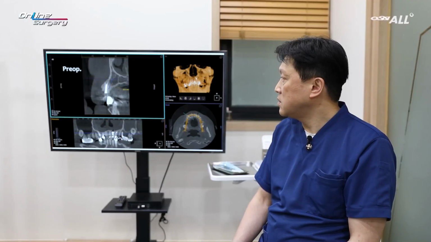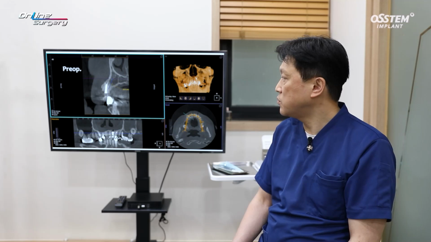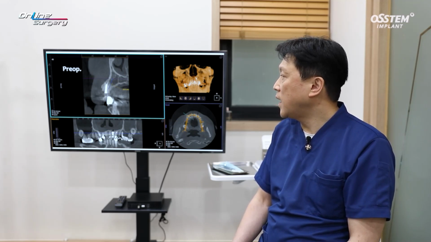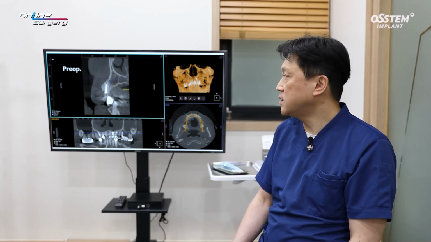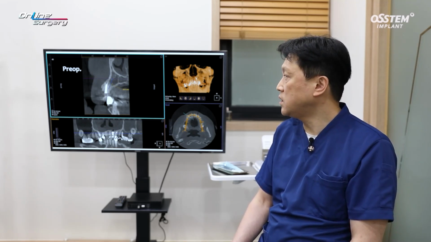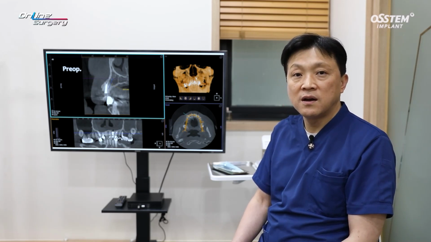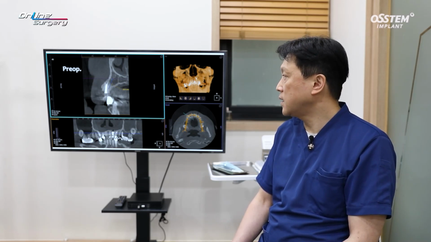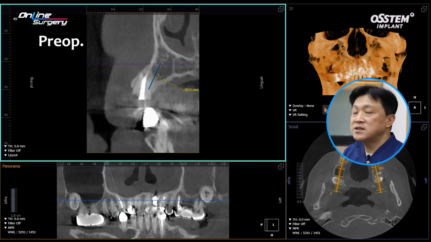Looking at distance, I think it would be okay to use about 10 millimeter implant. If you use an implant that is longer, when we do actual implant placement in the apical portion, there is high possibility of fenestration occurring. I think it would not be wise to use extra long implants.